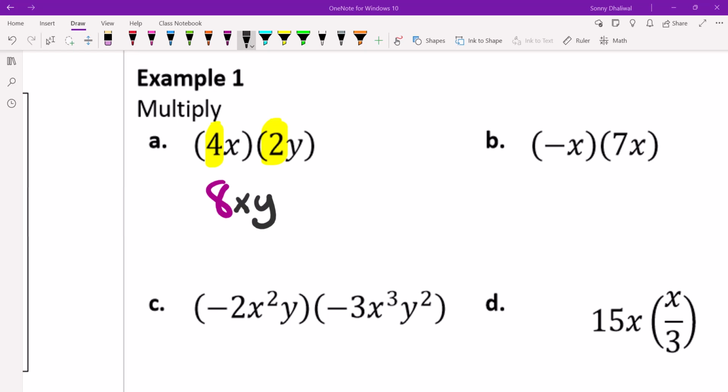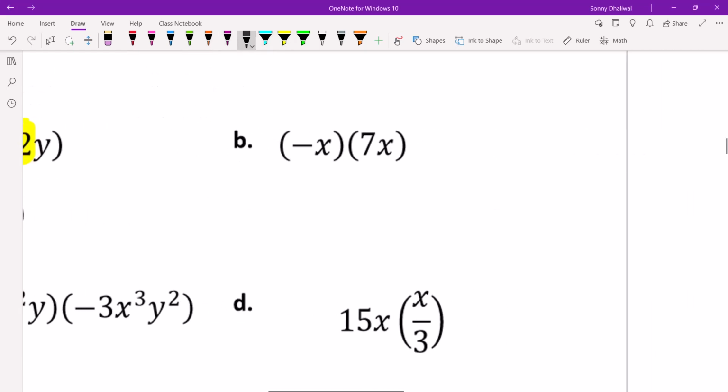Is that fine? All right. So this final answer, what is it saying? It's 8 times x times y. That's what that says. And we combined the numbers we could. We combined the coefficients here. All right. So let's do this again for this one here.